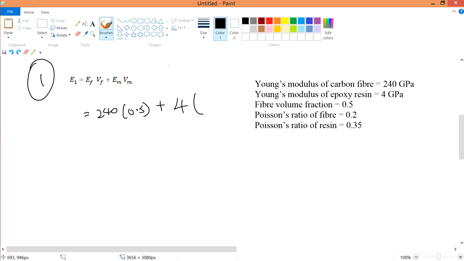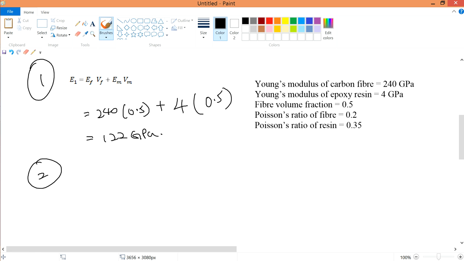You know that the volume fraction of your fiber plus the volume fraction of your matrix equals 1. Since the volume fraction of fiber is 0.5, the volume fraction of the matrix is 0.5 also. I'll sub it in, and once you calculate that, we have 122 GPa. This is the Young modulus in the 1 direction.